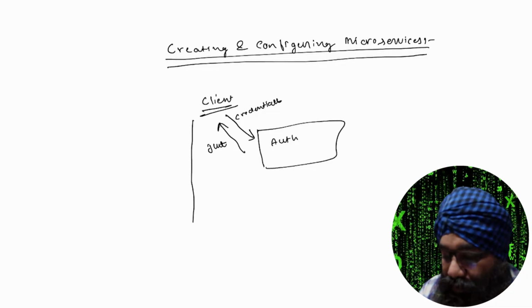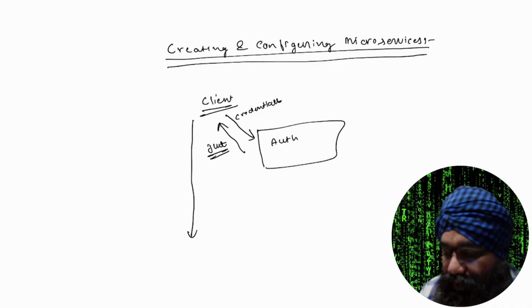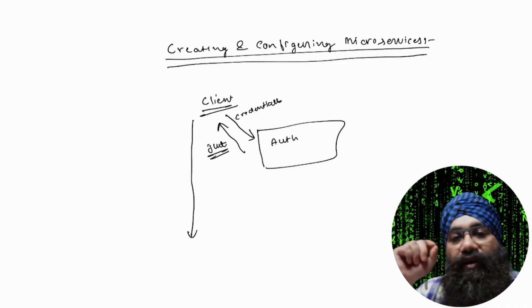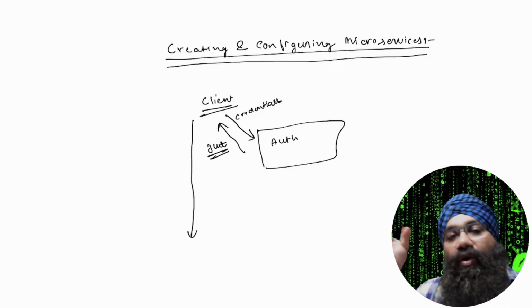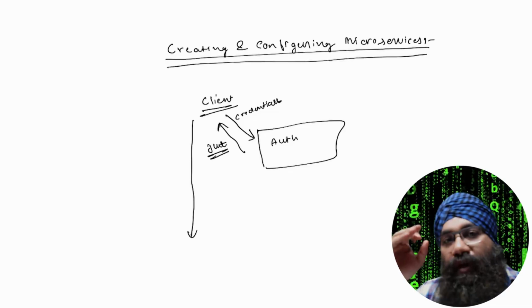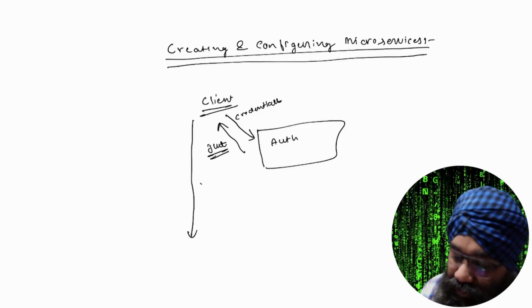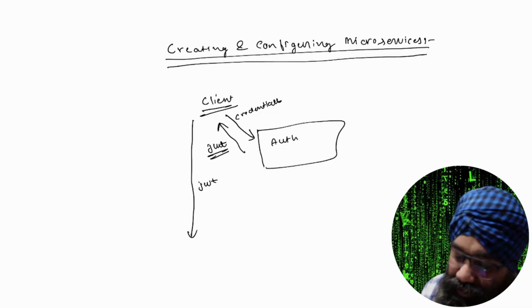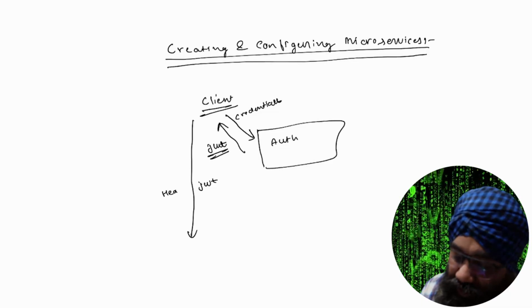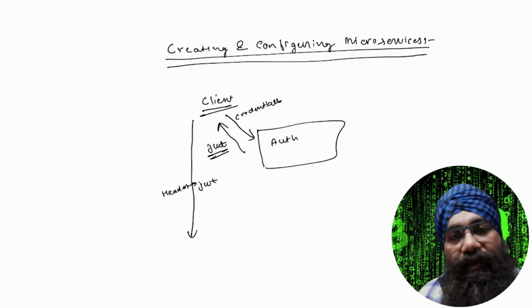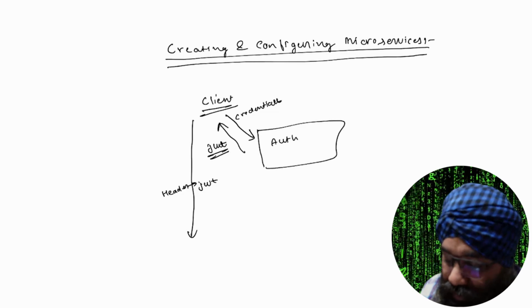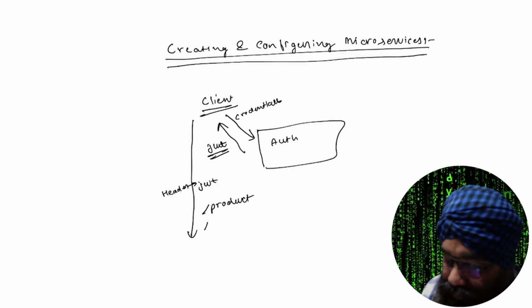Now this JWT token the client needs to store in its temporary storage in the browser or mobile app, whatever it needs to have a copy of itself, and using this JWT token it needs to pass this JWT token as a header, and then it can call any of the microservices. It can call product, it can call order.